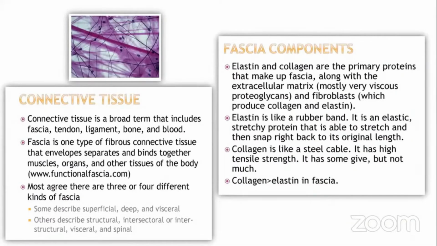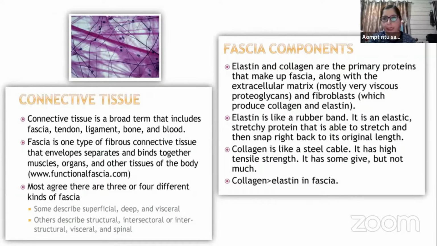So we know that the muscle is made of actin and myosin protein, which works when the contraction is going on. The same in the fascia, the fascia is also a contractile structure and it is made up of elastin and collagen, the primary proteins that make up the fascia. Like actin and myosin in the muscle, in the fascia the components are elastin and collagen. Elastin is like a rubber band. It is an elastic, stretchy protein that is able to stretch and snap right back. It means it will stretch, but it will come back to its place. So it is a rubber band like structure.